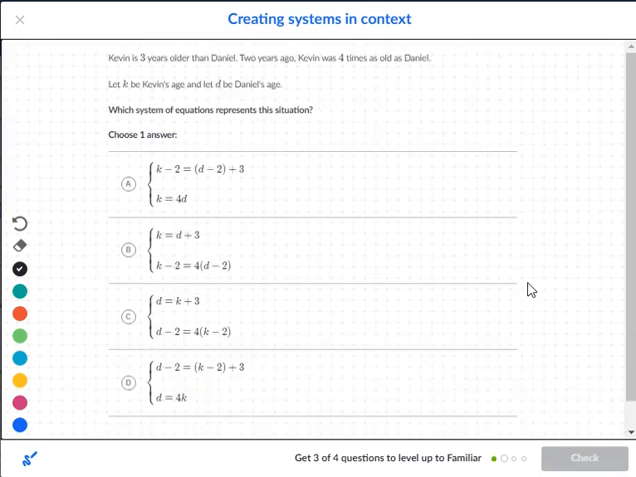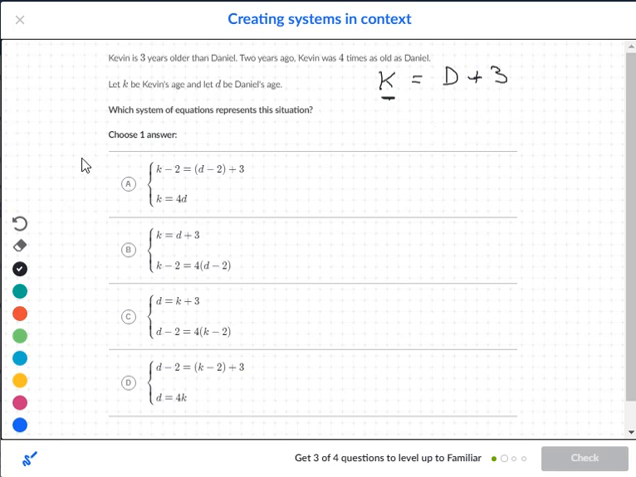Okay, Kevin is 3 years older than Daniel. So Kevin and Daniel. Now it says Kevin is 3 years older than Daniel. So Kevin is the oldest. So this 3 years older we're going to add to Daniel, because he's behind. So Kevin is the oldest, so the youngest, Daniel, we're going to say D plus 3. So K is equal to D plus 3.